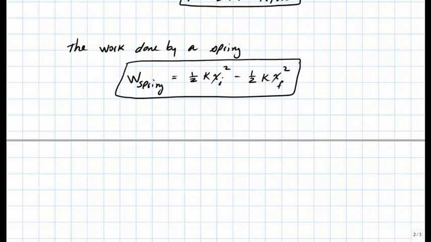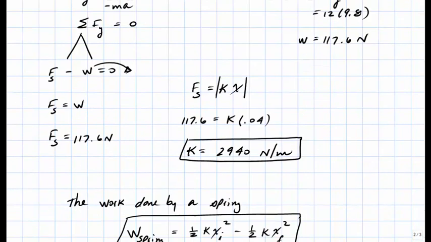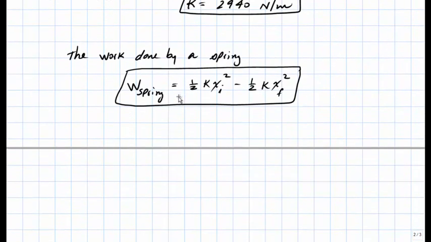Let's apply this equation conceptually to the example that we just looked at. In this example, the initial position would be entered as 0 because the spring is initially relaxed, and the final position would be entered in as x equals 0.04 because the spring is extended 4 centimeters beyond its relaxed state. We will now apply this equation within the following example.